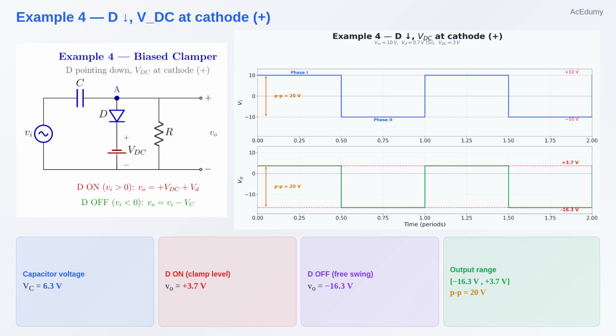When the input swings to minus 10, the diode turns off. The output drops to input minus capacitor voltage, minus 10 minus 6.3 equals minus 16.3 volts. Output range from minus 16.3 to plus 3.7 volts. Peak to peak 20 preserved.